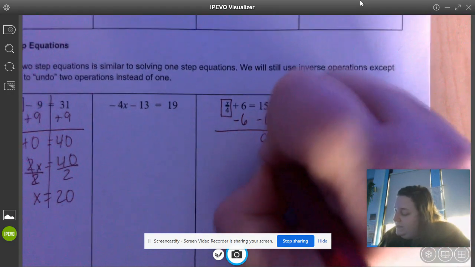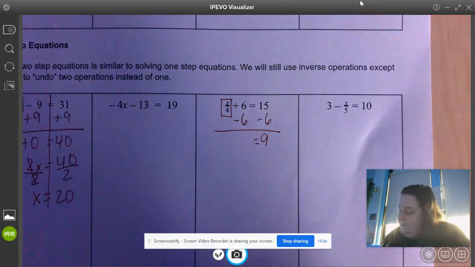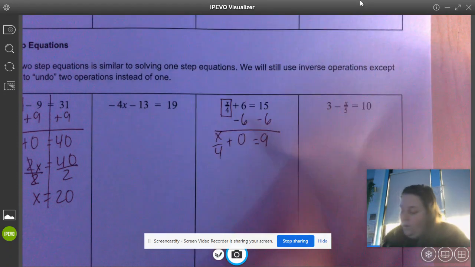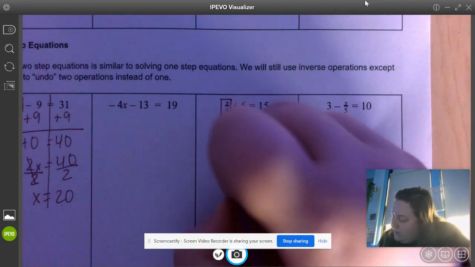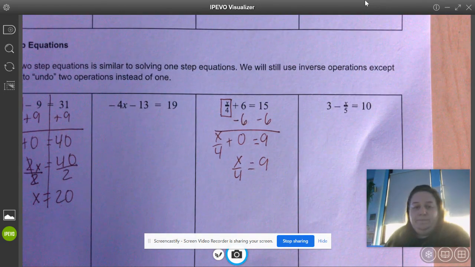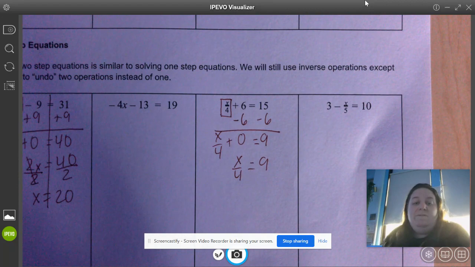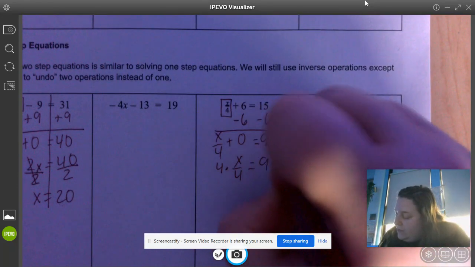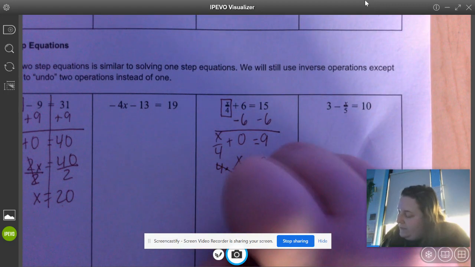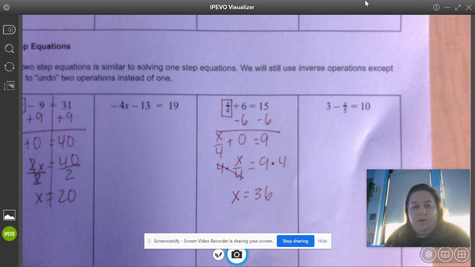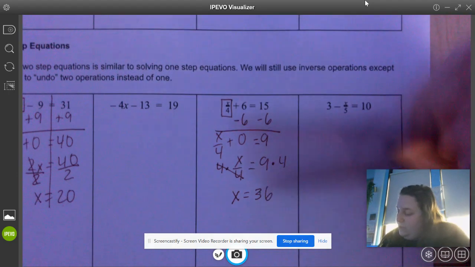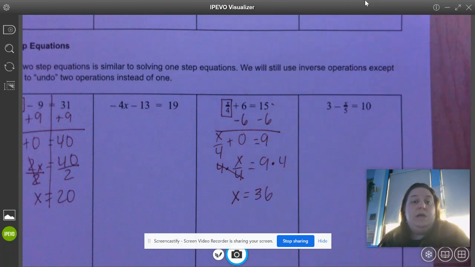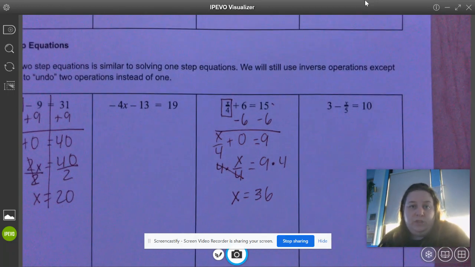So 15 minus 6 is 9. Bring down that equal sign. 6 minus 6 is 0. And then I have x over 4. So now I'm really just left with x over 4 equals 9. So x divided by 4, the inverse of that to get rid of that 4 would be to multiply by 4. And I do that to both sides to keep it balanced. So x is equal to 36. And if I double check, 36 divided by 4 is 9, plus 6 is 15. So I just substituted it back into the original equation just to check.